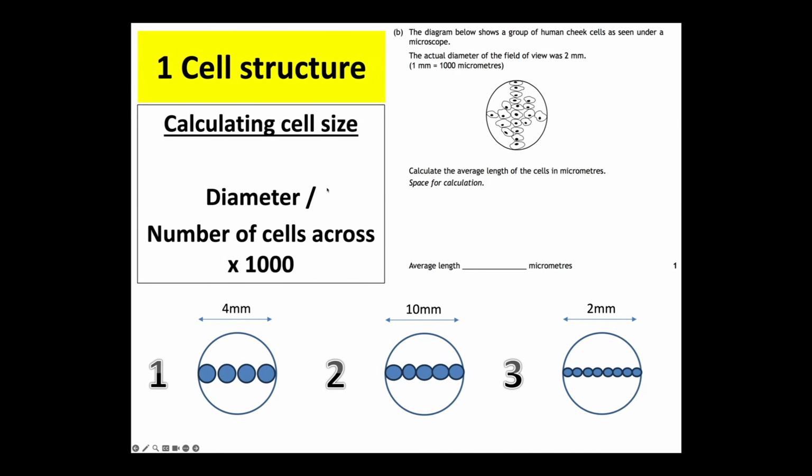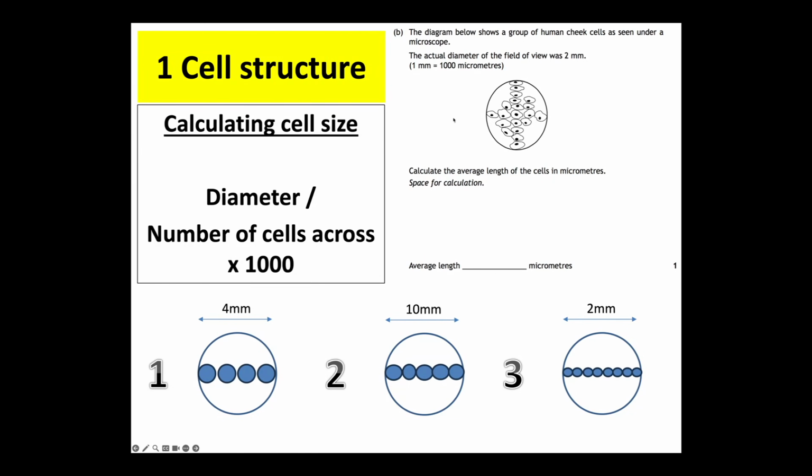Okay. Now the little formula for working out the cell size is getting the diameter, which is 2 on this occasion, dividing it by the number of cells across, which is 5. 2 divided by 5 will give you 0.4. And then that 0.4 needs to be times by 1,000.